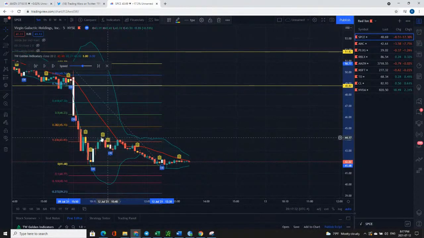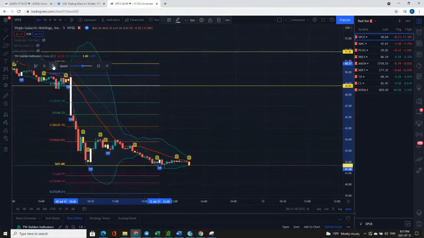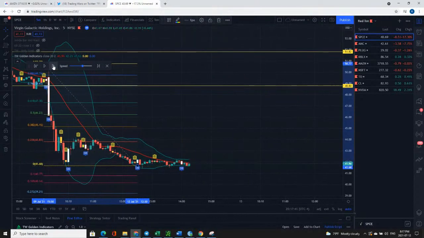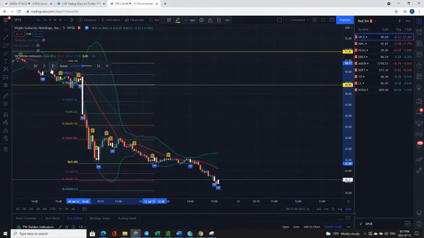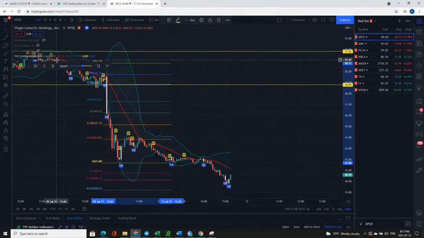You take that short right there, stop up here, above the 382, whatever you want to do, and you just ride that down into the close. Very, very, very good trade. Very good day for SPCE. It doesn't get better than that. All right, hit me with a 1 if you guys understand that. This one was the highlight of the day.